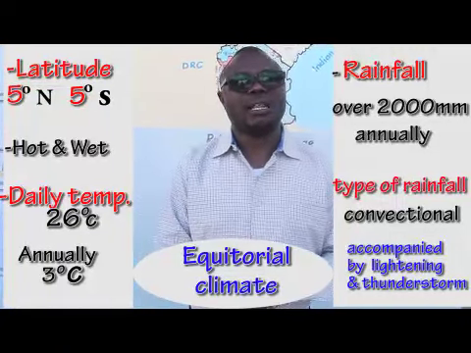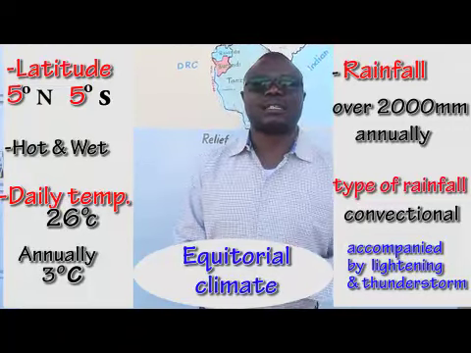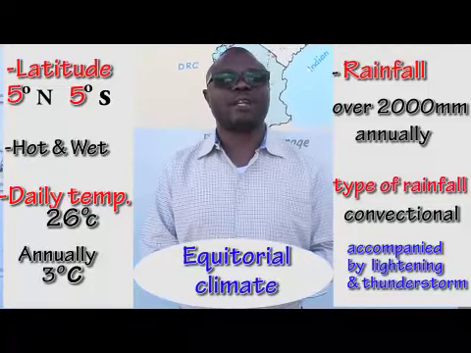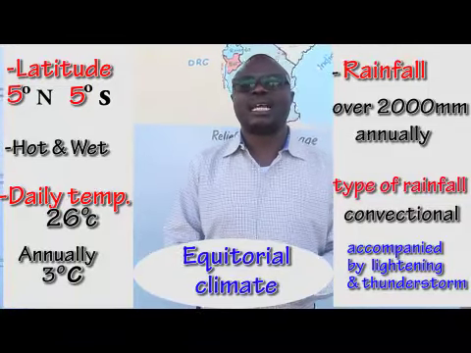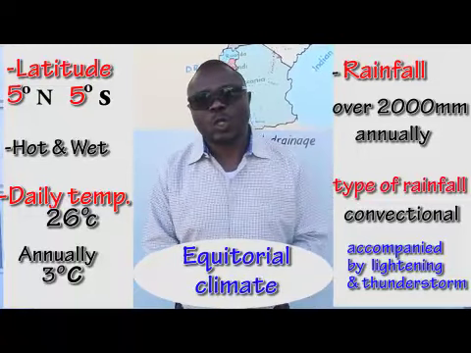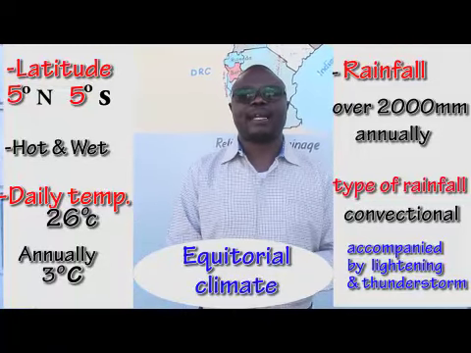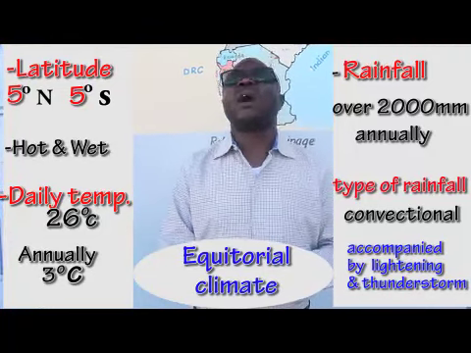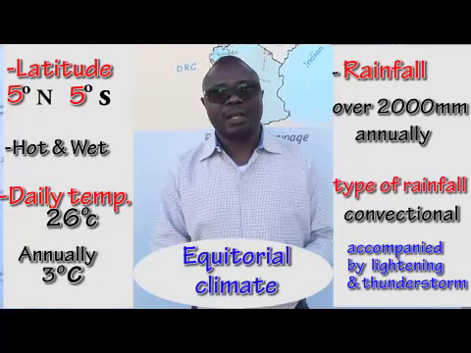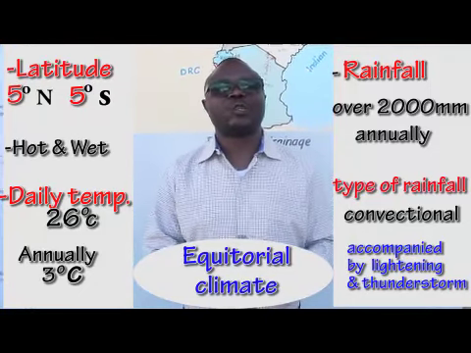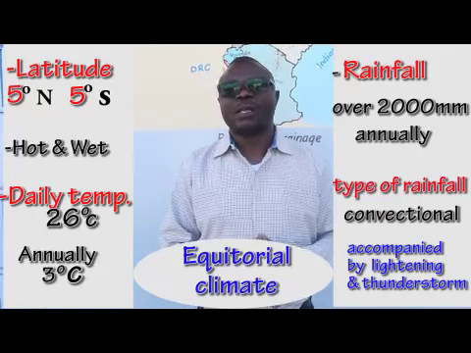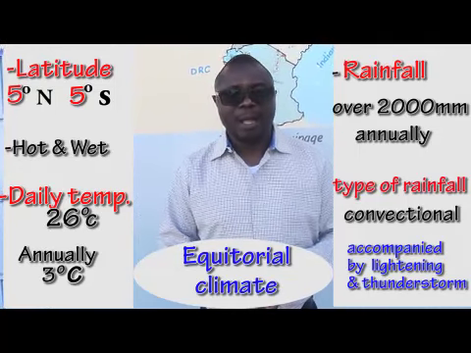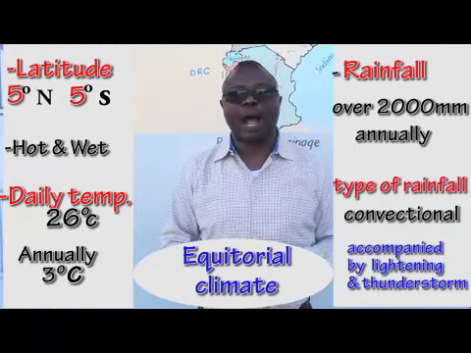In the equatorial climate, the type of rainfall that is received there is convectional rainfall that is always received in the afternoons, accompanied by lightning and thunder. Now, in equatorial climate, the sun is always overhead at noon, and there are what you call two maxima of rainfall. The one that starts from March to June, and the second one starts from October to December. This is what we call the two maxima. Maxima is the plural of the word maximum.